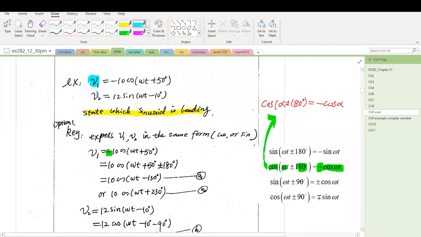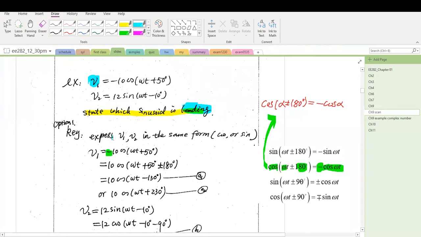In this video, we look at two sinusoids. V1 equals minus 10 cosine omega t plus 50 degree. V2 equals 12 sine omega t minus 10. We want to find out which sinusoid is leading.